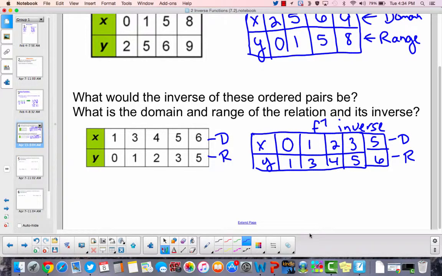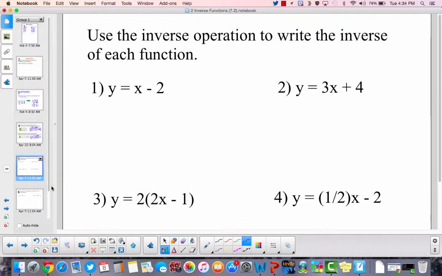All right, so let's look at it when we have it with some functions. All right, we're going to do a couple of these together. 1 and 2 are pretty simple, so let's start with those. Okay, remember it says switch the y and the x. So now we're going to switch the y and the x. So now x equals y minus 2. And now we want to solve this for y. So we're going to add 2 to both sides. So the inverse is y equals x plus 2.